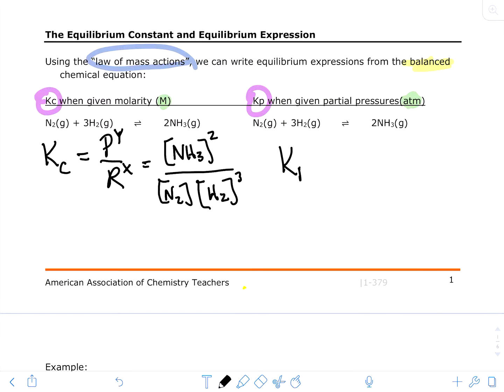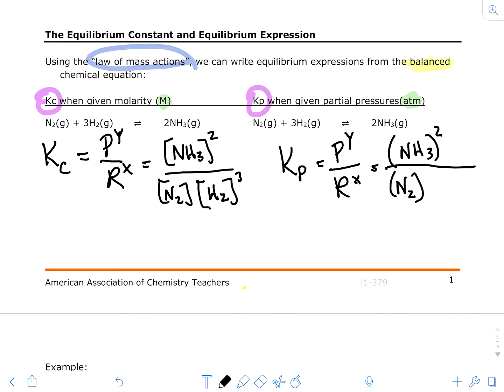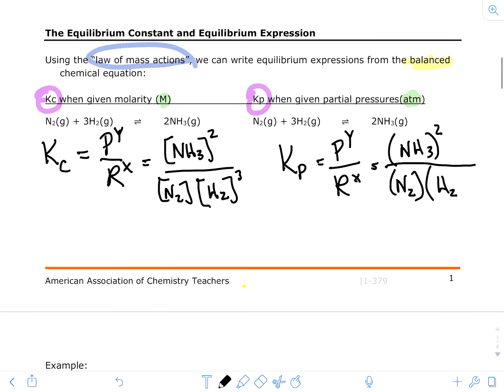Now Kp is slightly different. To let the reader know that they're dealing with gases, we express it differently. I'm going to use parentheses instead of brackets because I'm talking about atmospheres instead of molarity. So I'm going to rewrite the whole thing. The only difference is instead of brackets, I'm going to use parentheses.